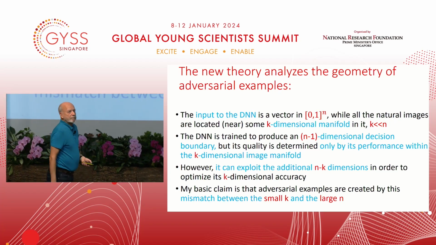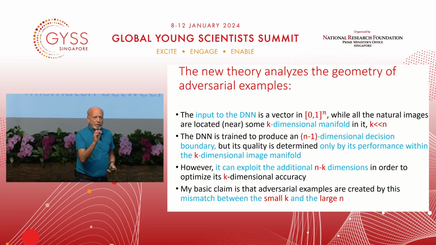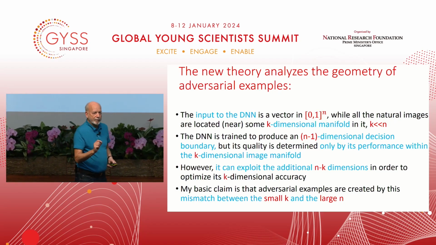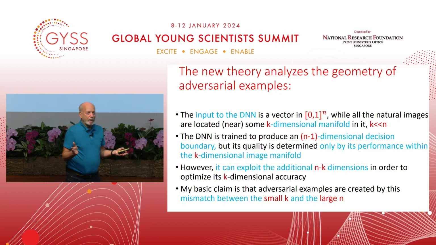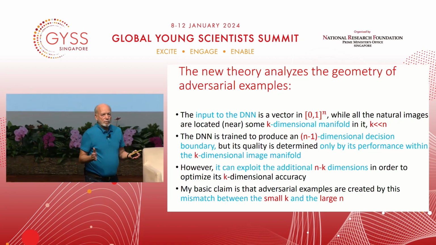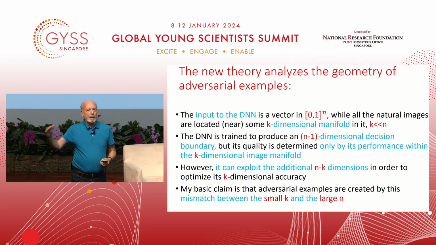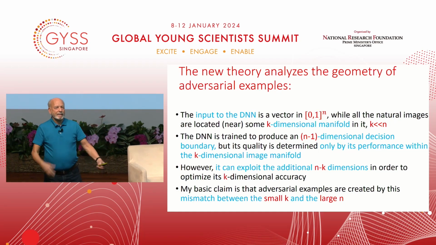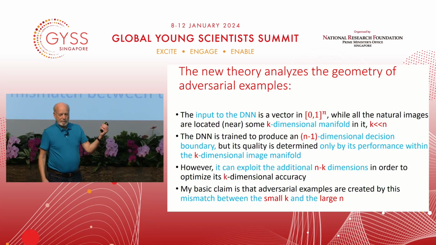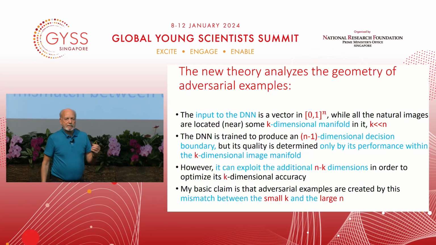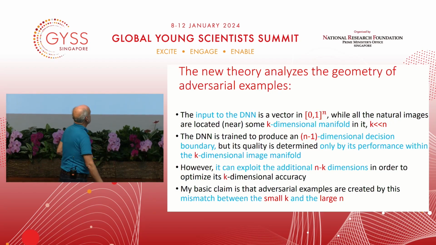So I claim that natural images are lying on a small-dimensional manifold, while the deep neural network is taught to construct a decision boundary which is everywhere dividing the high-dimensional space into two regions, one region which is called a cat and one region which is called guacamole. This is the source, and I'll show you in a moment what is the process that creates those adversarial examples.